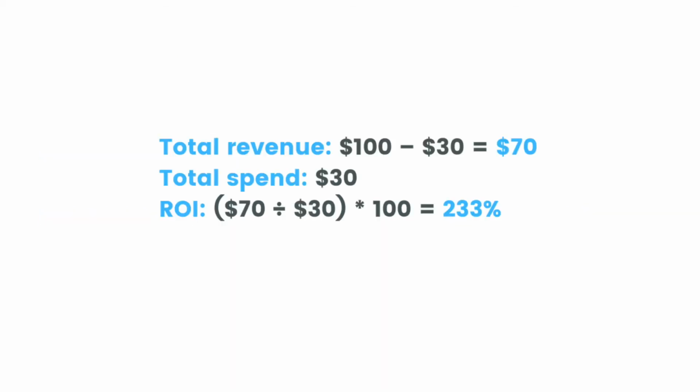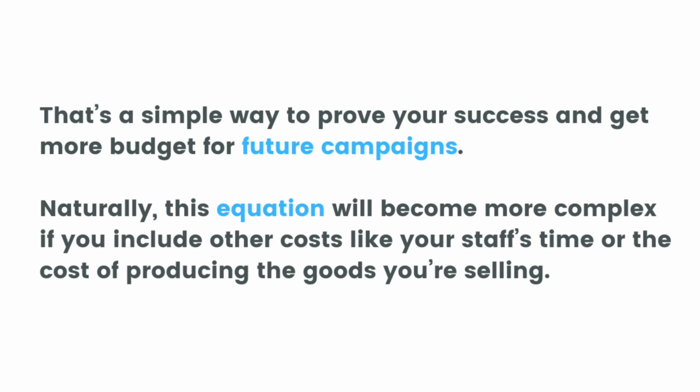Total revenue, $100 minus $30 equals $70. Total spend, $30. ROI, $70 divided by $30 times 100 equals 233%. That's a simple way to prove your success and get more budget for future campaigns. Naturally, this equation will become more complex if you include other costs, like your staff's time or the cost of producing the goods you're selling.